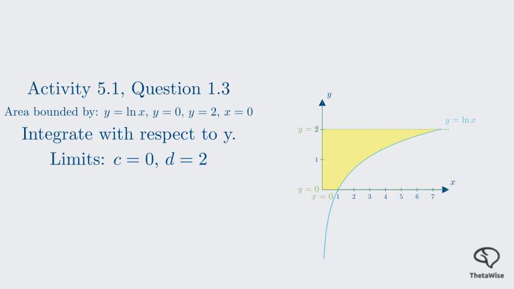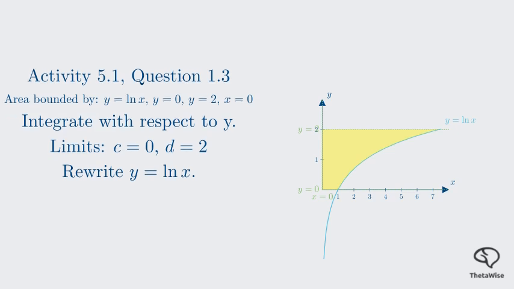To do this, we need our equations in the form x equals a function of y. The line x equals 0 is already in this form, but our main curve is y equals ln of x. We need to rewrite this. Recall the definition of a logarithm. Y equals ln of x is equivalent to x equals e to the power of y. This is our leftmost function.